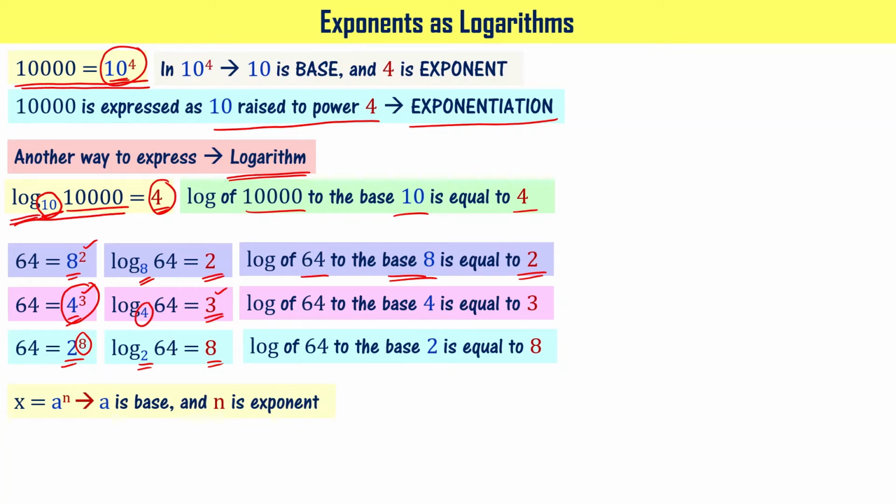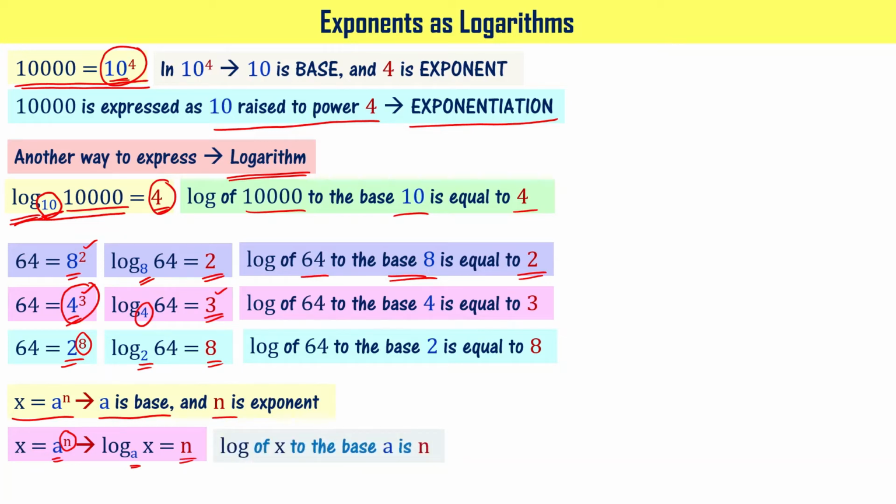x equal to a power n is the equation, right? Here a is the base and n is the exponent. When you apply logarithm to this particular equation, it can be written as log of x to the base a equal to n. Got it? Base a here becomes base a of the logarithm and power n becomes the resultant of the logarithmic operation, right? It is read as log of x to the base a is n.